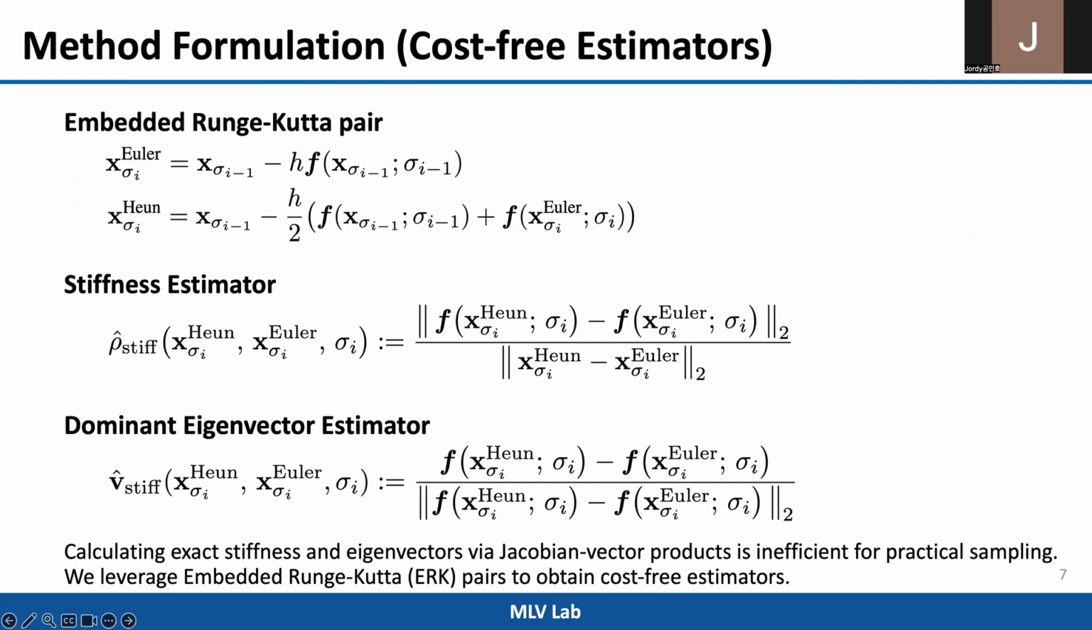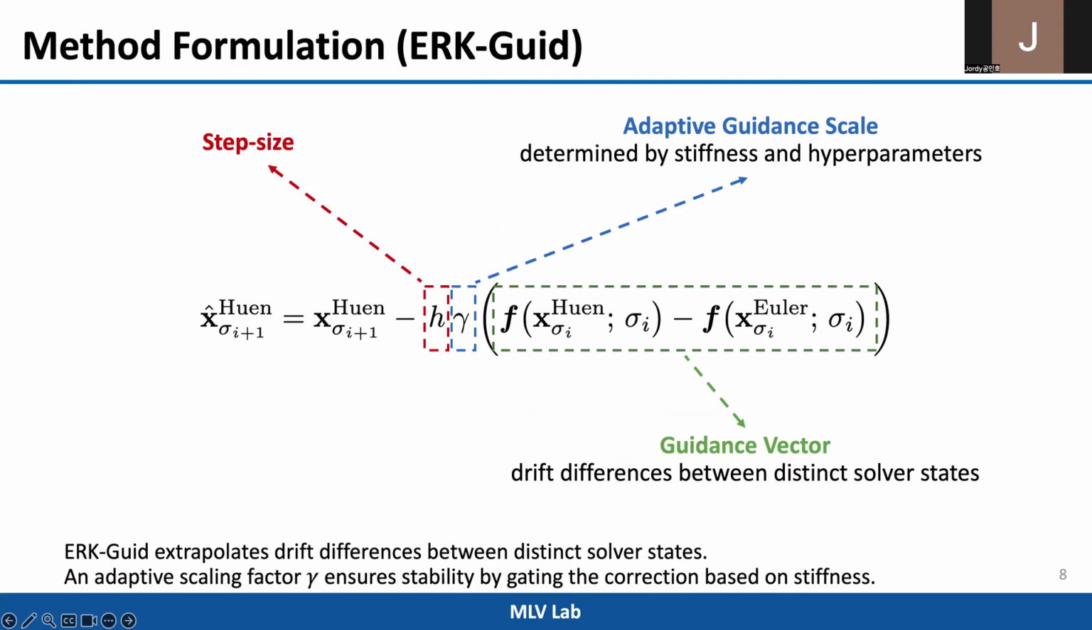However, calculating the exact stiffness and eigenvector is far too inefficient for practical sampling. To solve this, we leverage embedded Runge-Kutta, or ERK, pairs. Simply put, an ERK pair combines two solvers of different orders. For instance, while computing the second-order Heun solution, the first-order Euler solution is naturally generated as a byproduct. By analyzing the difference between these two solutions, we can estimate both values completely for free, without any extra network evaluation. Here is our final guidance formulation.